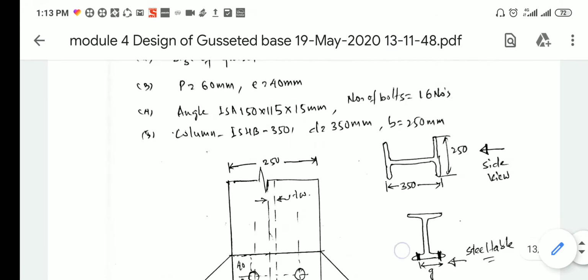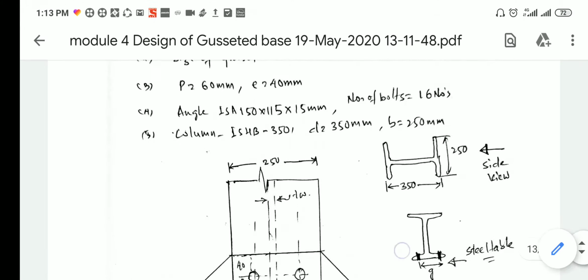Plan is easy, plan is same as the first diagram that you can draw easily. So I don't want to waste my time on the plan. This is the plan, the same plan with a different bolt size. Okay, so now first we start with this problem.